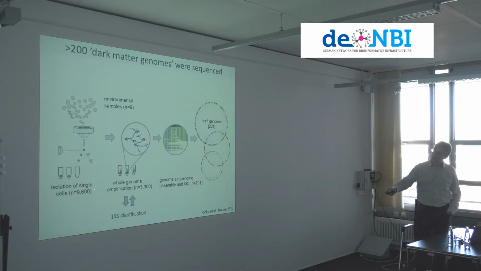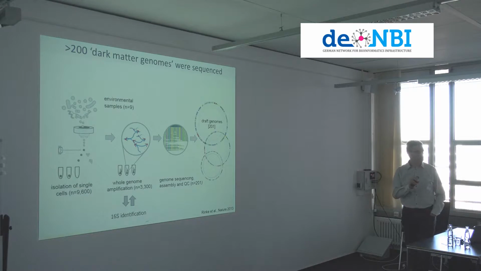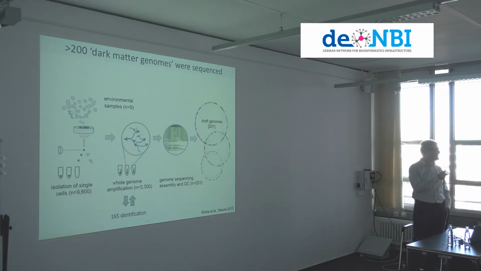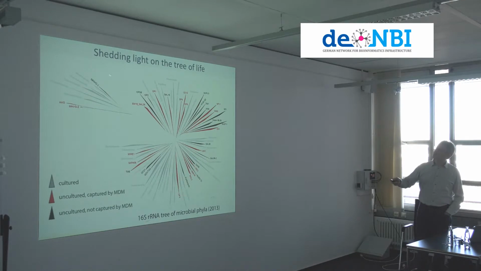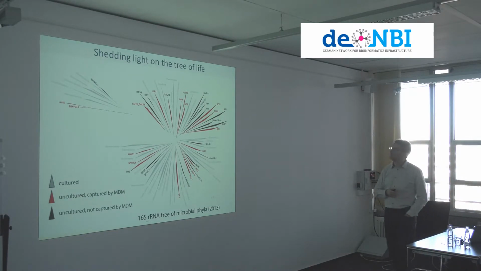But anyway, in this project, they got almost 10,000 cells. They amplified the cells, so they ended up with 3,000 cells. From these 3,000 cells, they sequenced the 16S gene first, and based on the 16S gene, they know what kind of phylum it is, and then they sequenced 200 single cells deeper to reconstruct the genome. And then when you map these genomes back to the tree of life, you see that now the 200 genomes actually nicely represent the tree of life. Okay.